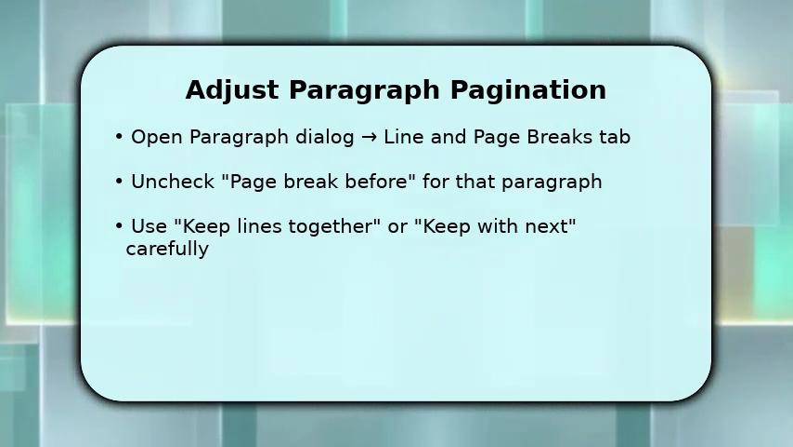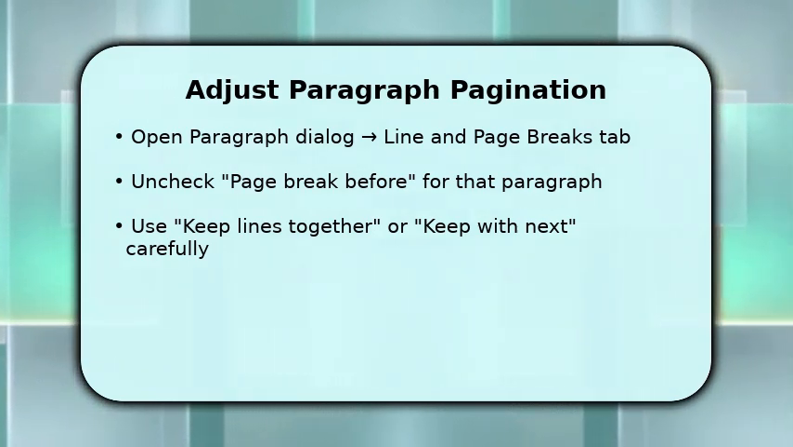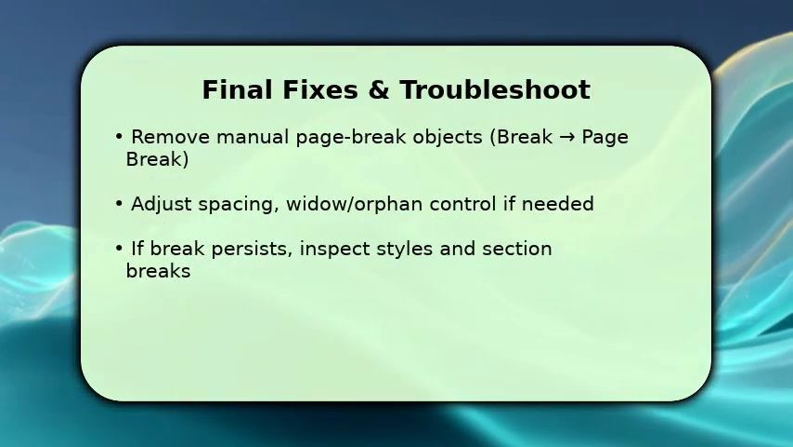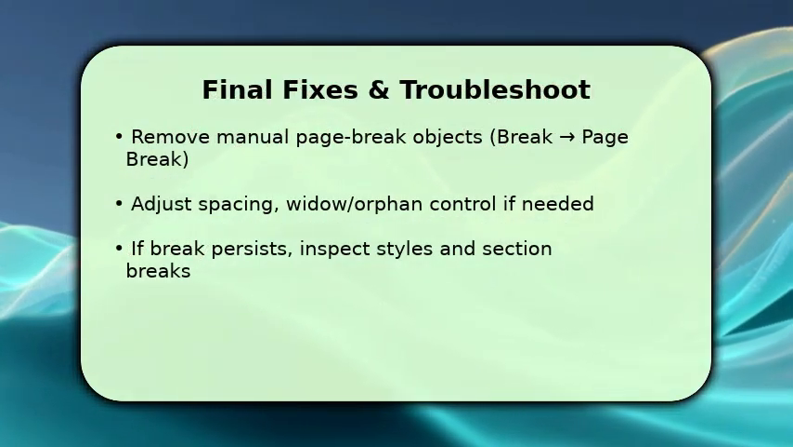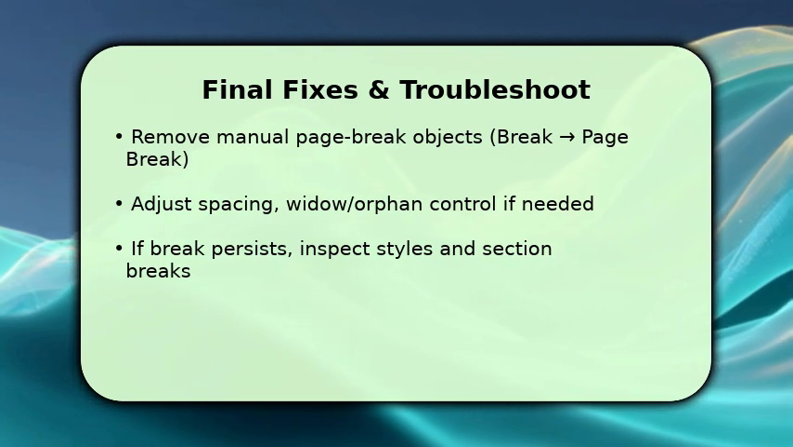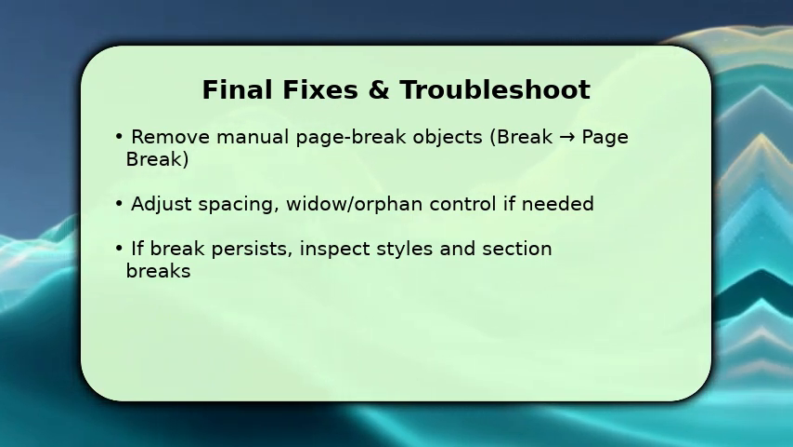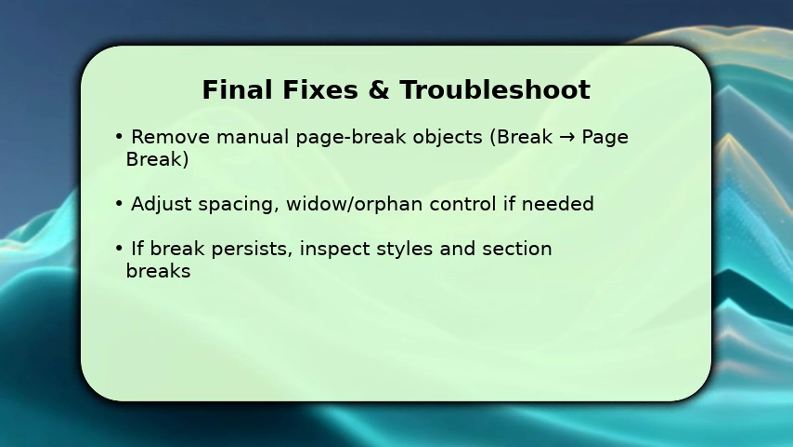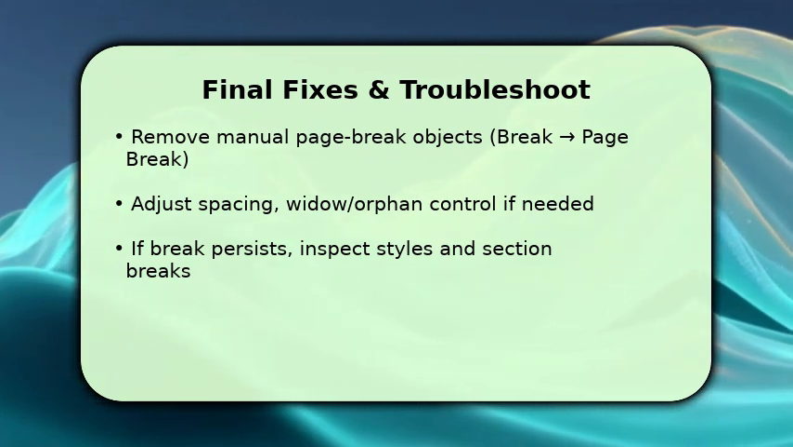After changing paragraph pagination, remove any manual page break objects you saw earlier. Select them and press Delete. If text still jumps, tweak spacing before/after and check widow/orphan control because tiny settings can force breaks.